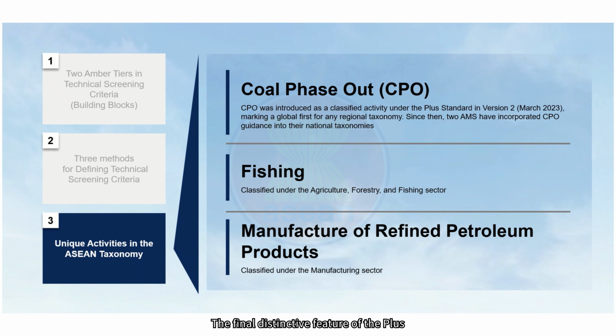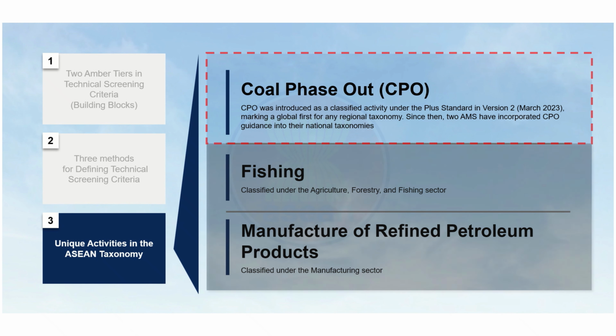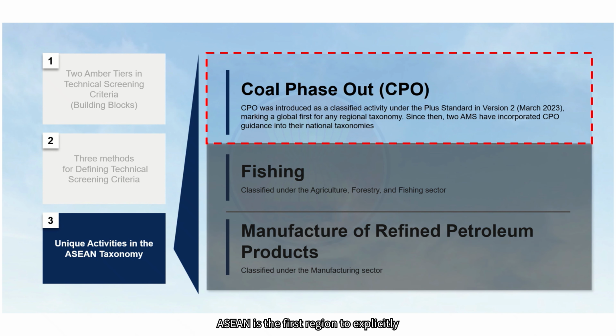The final distinctive feature of the Plus standard is the inclusion of some unique activities. Notably, the Plus standard introduced coal phase-out as a classified activity in version 2 of the taxonomy, released in March 2023. ASEAN is the first region to explicitly recognize coal phase-out in a taxonomy. This acknowledges the region's current reliance on coal and difference in age of coal-fired power plants across the region, while creating a pathway for the early retirement of coal assets and their replacement with low-carbon alternatives.